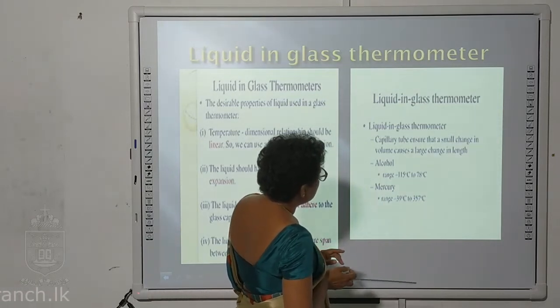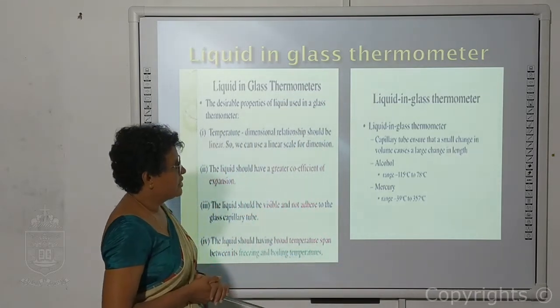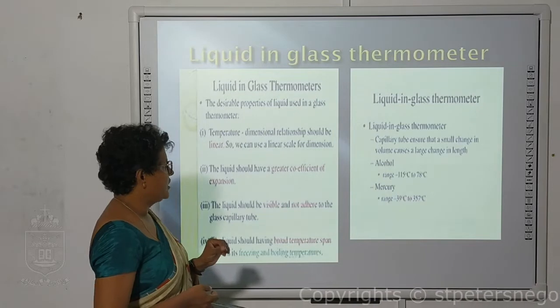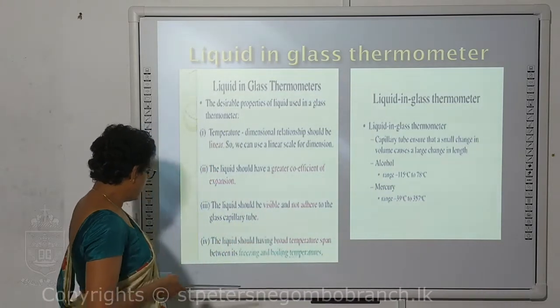A capillary tube can have a small change in volume cause a large change in length, so it should have a very small heat capacity. If you give a very small amount of heat, it should show a very big difference in your scale.